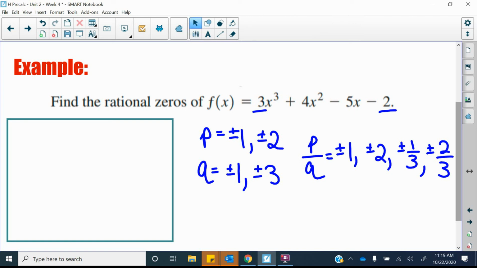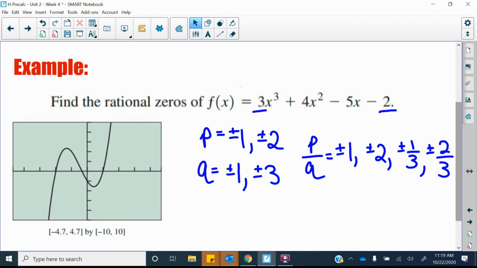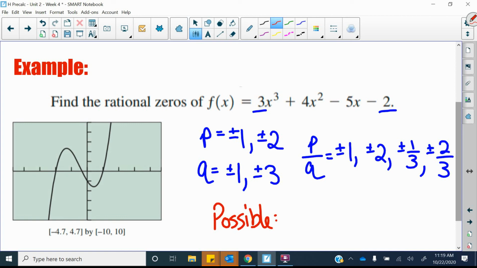So, graphing calculator time. Plug this original function into your graphing calculator. Let's see what this looks like. Looking at this particular function, I'm going to list the ones that we think might actually work.